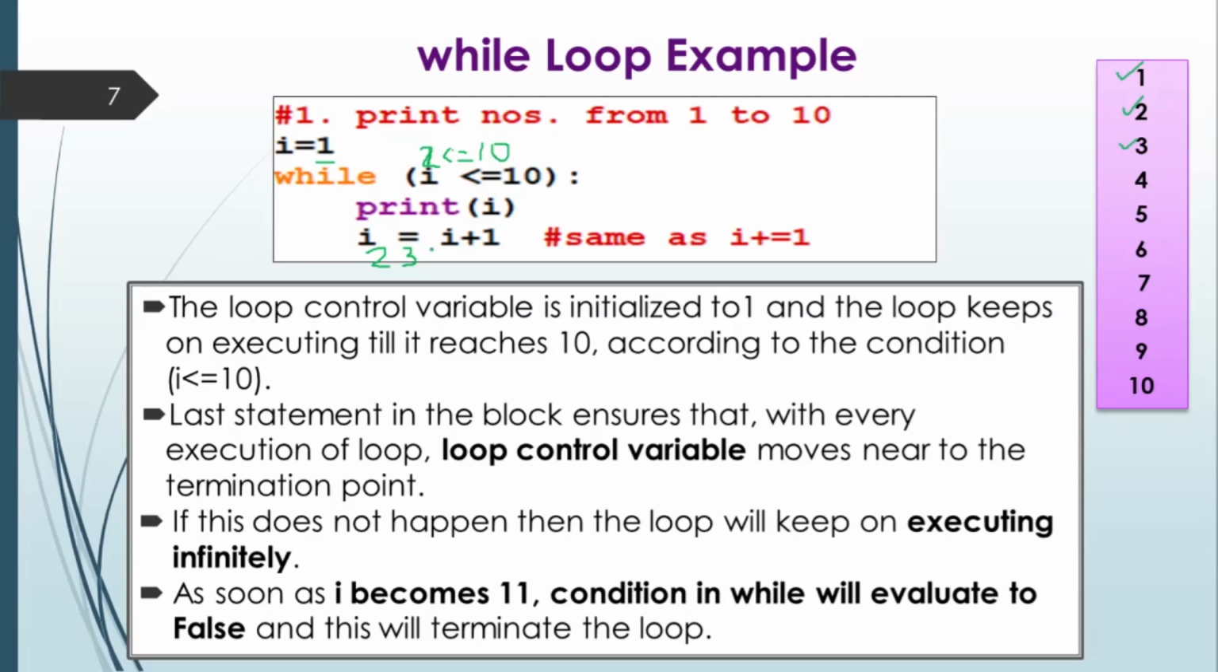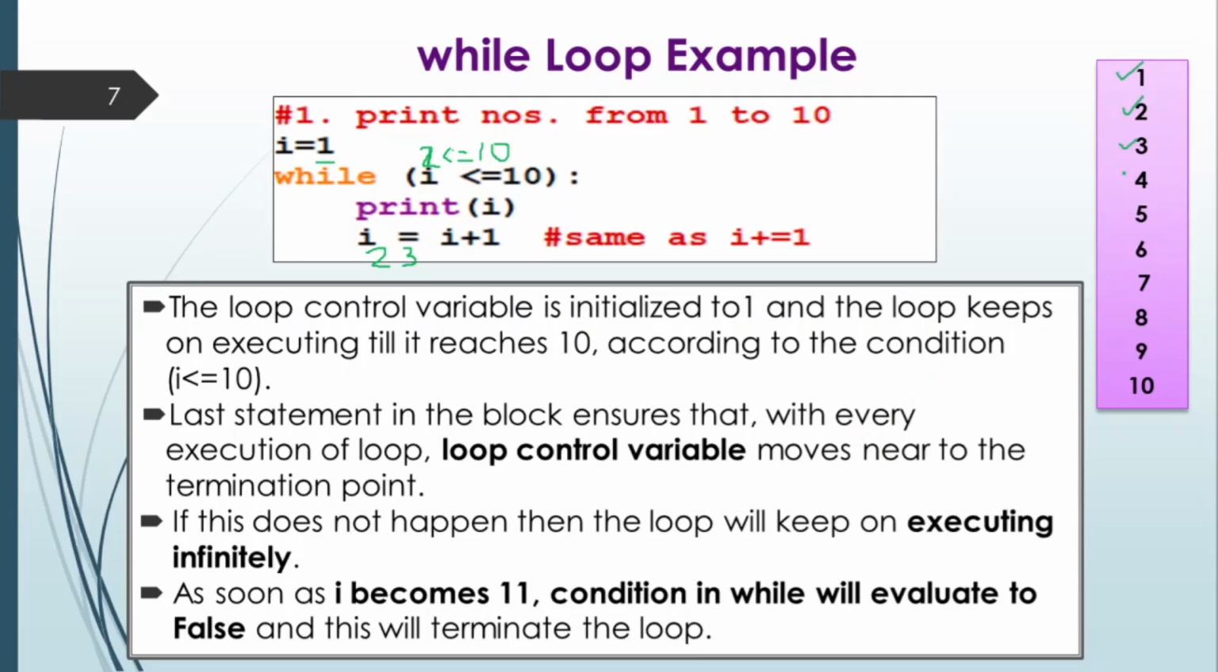The update statement I is equal to I plus 1 ensures that the value of I reaches from 1 to 10, that is the termination point. If the update statement is not happening, the value of I remains 1 and the loop keeps on executing repeatedly since the condition is always true. That is, the value of I is always 1, so the condition is evaluating 1 less than or equal to 10 always. Such a situation is called an infinite loop. A loop which keeps on executing infinitely is called an infinite loop.